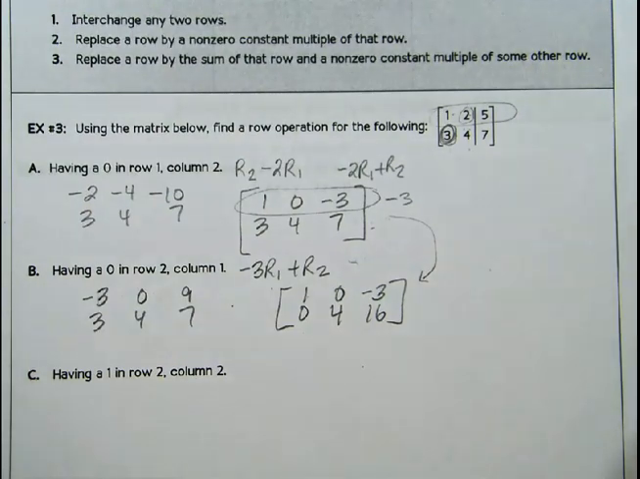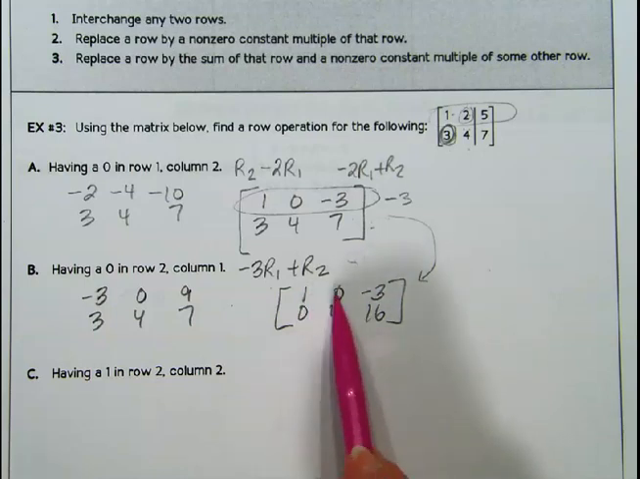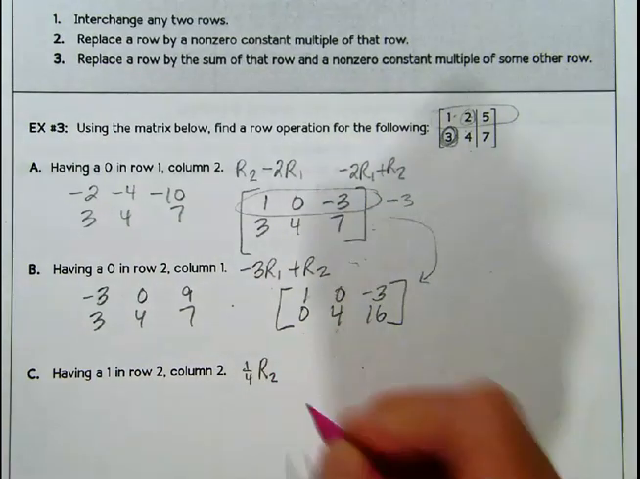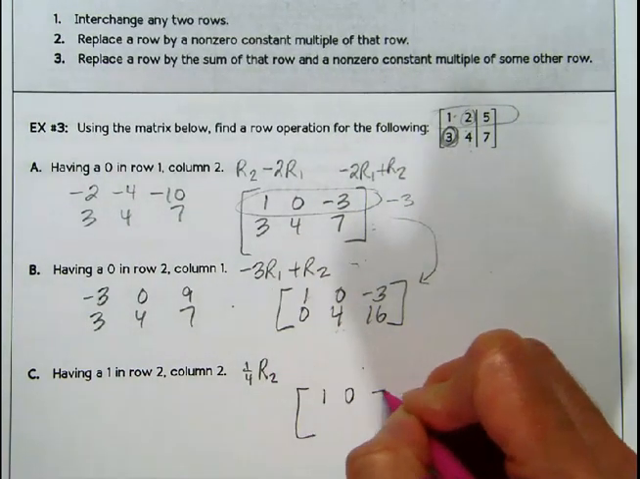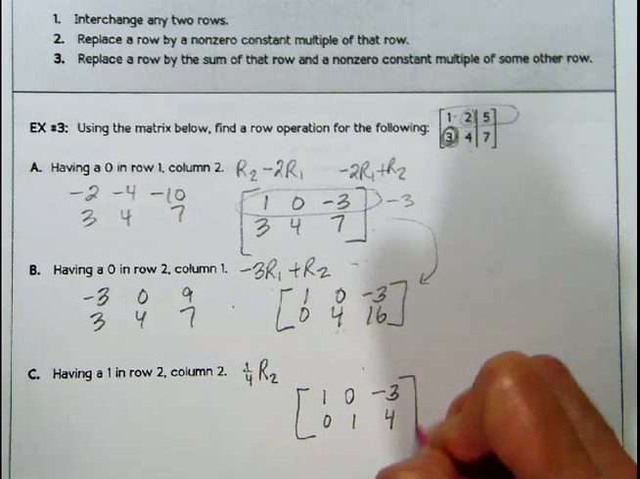Okay, part C, having a 1 in row 2, column 2. So at this point, what we're trying to do is clean it up to get to that reduced row echelon form. I've gotten the 1 here, I've got the 0 here, I've got the 0 here. Now I need a 1 here. How can I get a 1 here? I notice I can just divide that by 4, can I? I could just say 1/4 of row 2. So then this first row is already in the form I need it. Now the second one, if I divide everything by 4, would give me this.